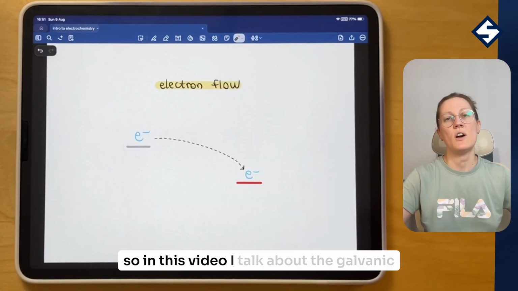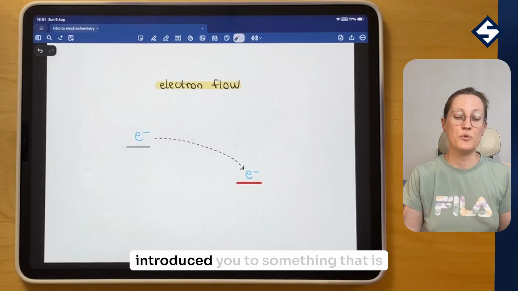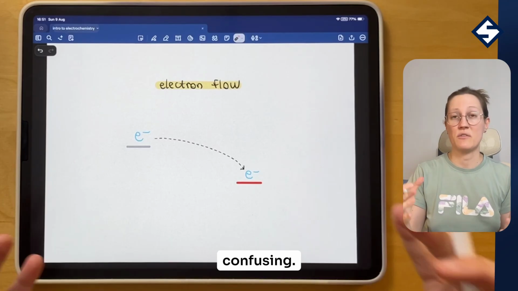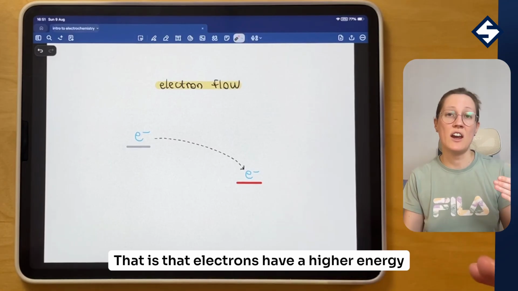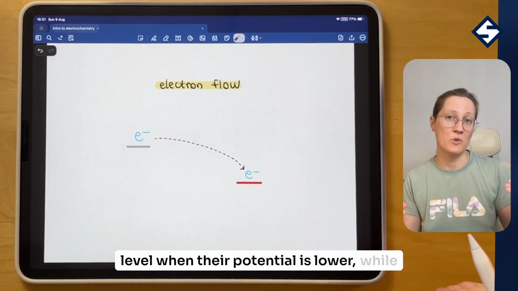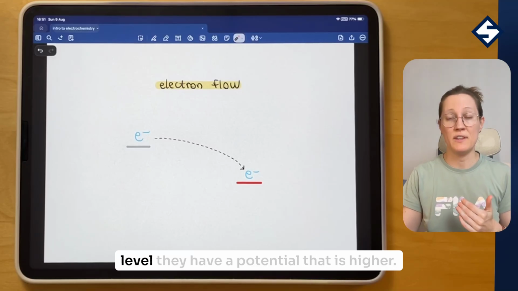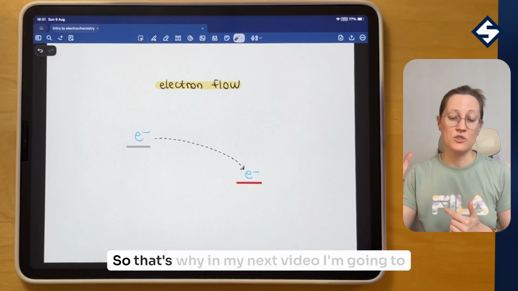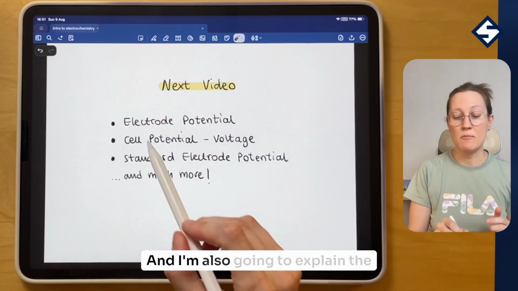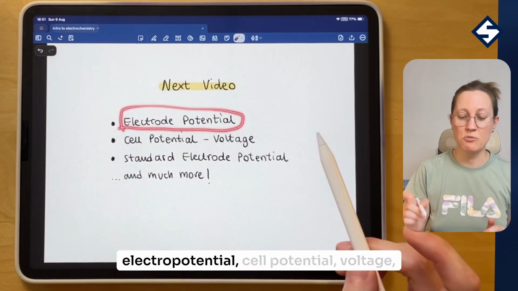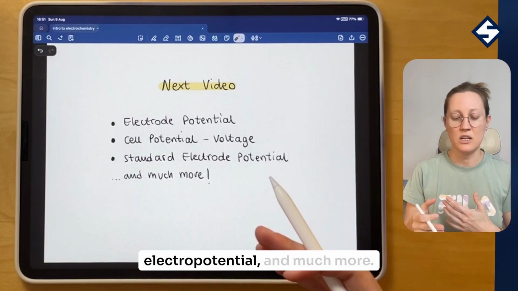So in this video, I talked about the galvanic cell, the electrolytic cell. And I also introduced you to something that is confusing. Indeed, that is that electrons have a higher energy level when their potential is lower, while the electrons that have a lower energy level have a potential that is higher. So that's why in my next video, I'm going to explain this much, much deeper. And I'm also going to explain the electropotential, cell potential voltage, standard hydrogen electrode, and standard electropotential, and much more.